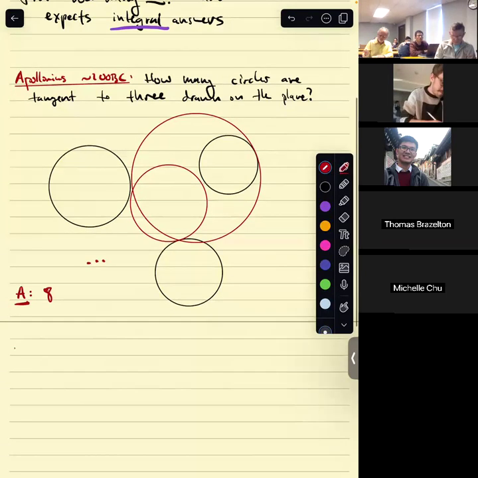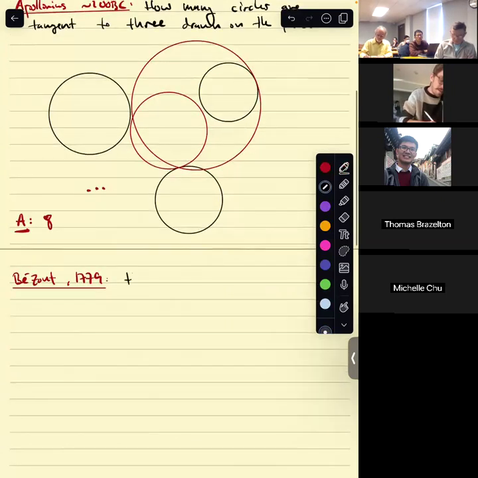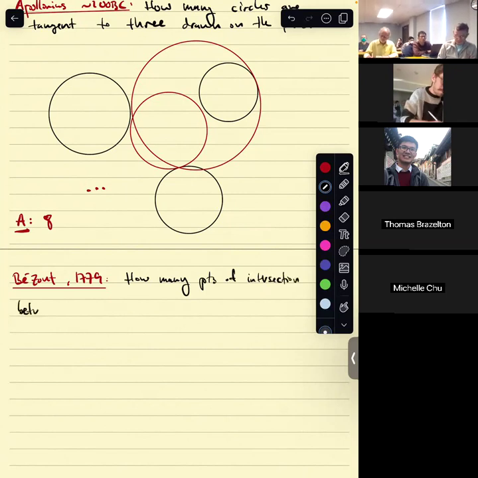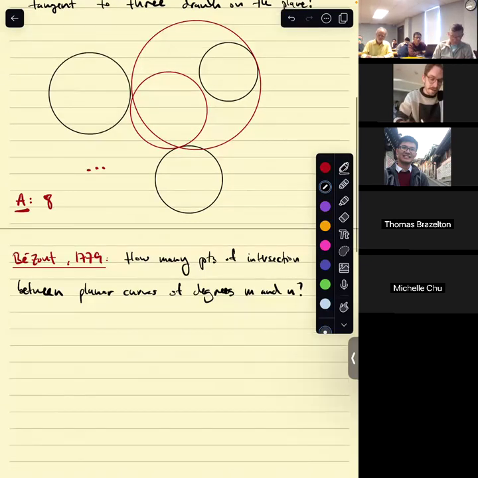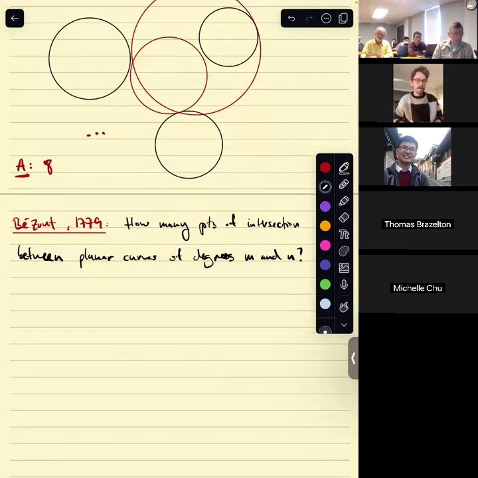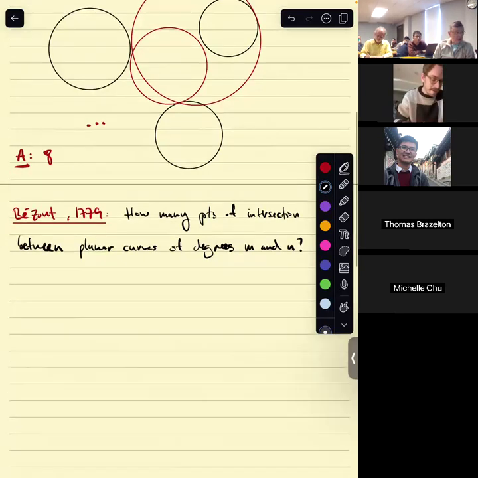Another classic example dates back to Bezout in 1779. And this is the following question: how many points of intersection between planar curves of degrees m and n? And Isaac Newton had most of this actually worked out about 100 years earlier. There were some subtleties about working in affine space versus projective space that weren't fully worked out until maybe a little bit after Bezout's time, actually.